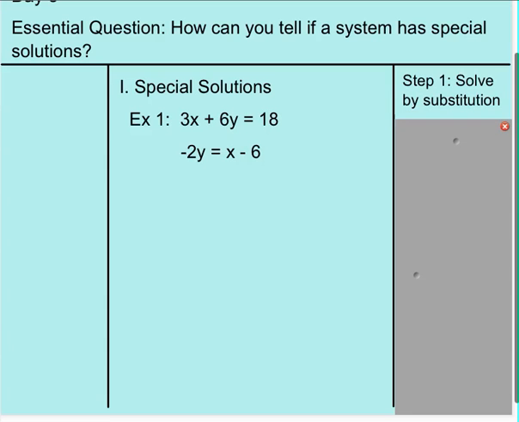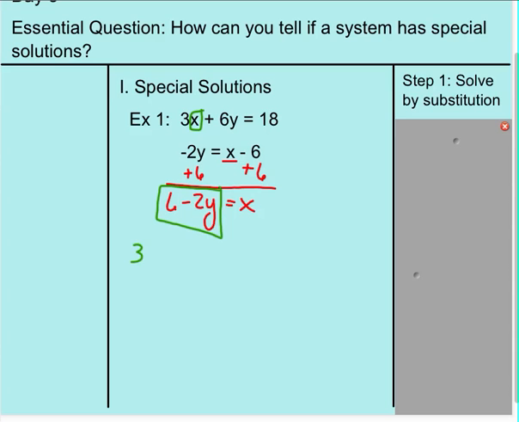So we're still solving by substitution, so that's our first step. My second equation has an x that's almost alone, so I'm going to add 6 to both sides to get it completely alone. Then I'm going to set up my boxes. So x equals 6 minus 2y, and I will replace x in my first equation.